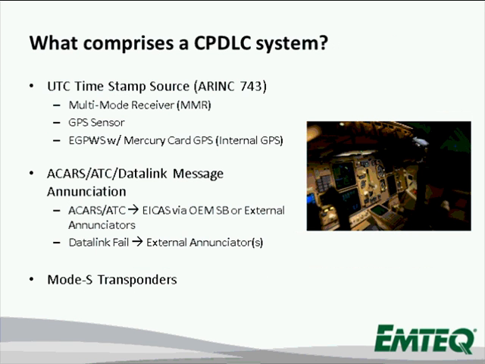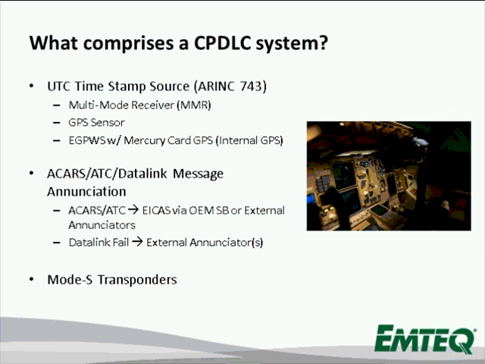So with that, you have to have a UTC Time Stamp source. This provides a timestamp on all of the messages that are being recorded so that if the need is there to go back and look at what communications were exchanged between the cockpit and air traffic control, they know exactly what times those communications were sent, received, and responded to. And there are several means of providing that UTC timestamp.